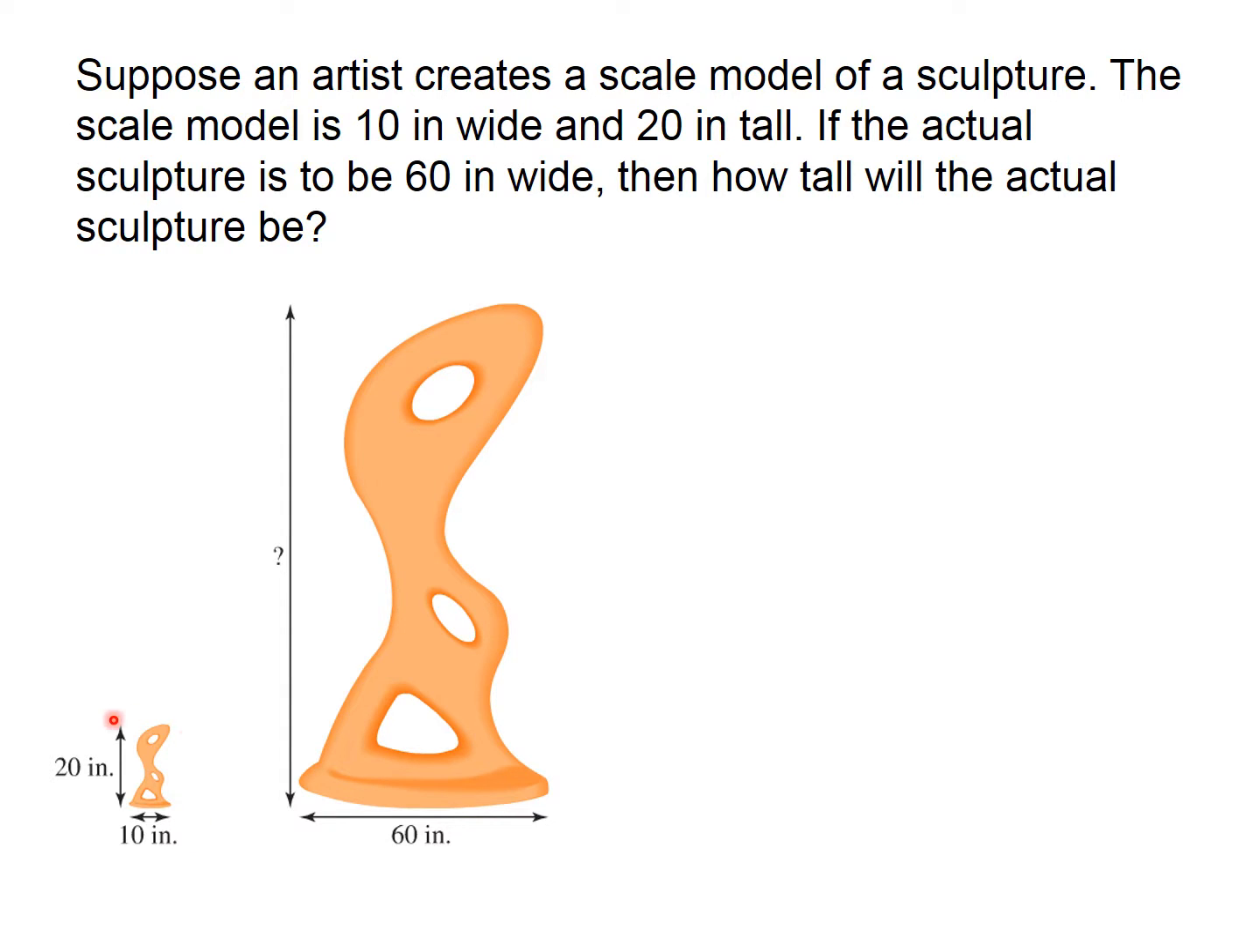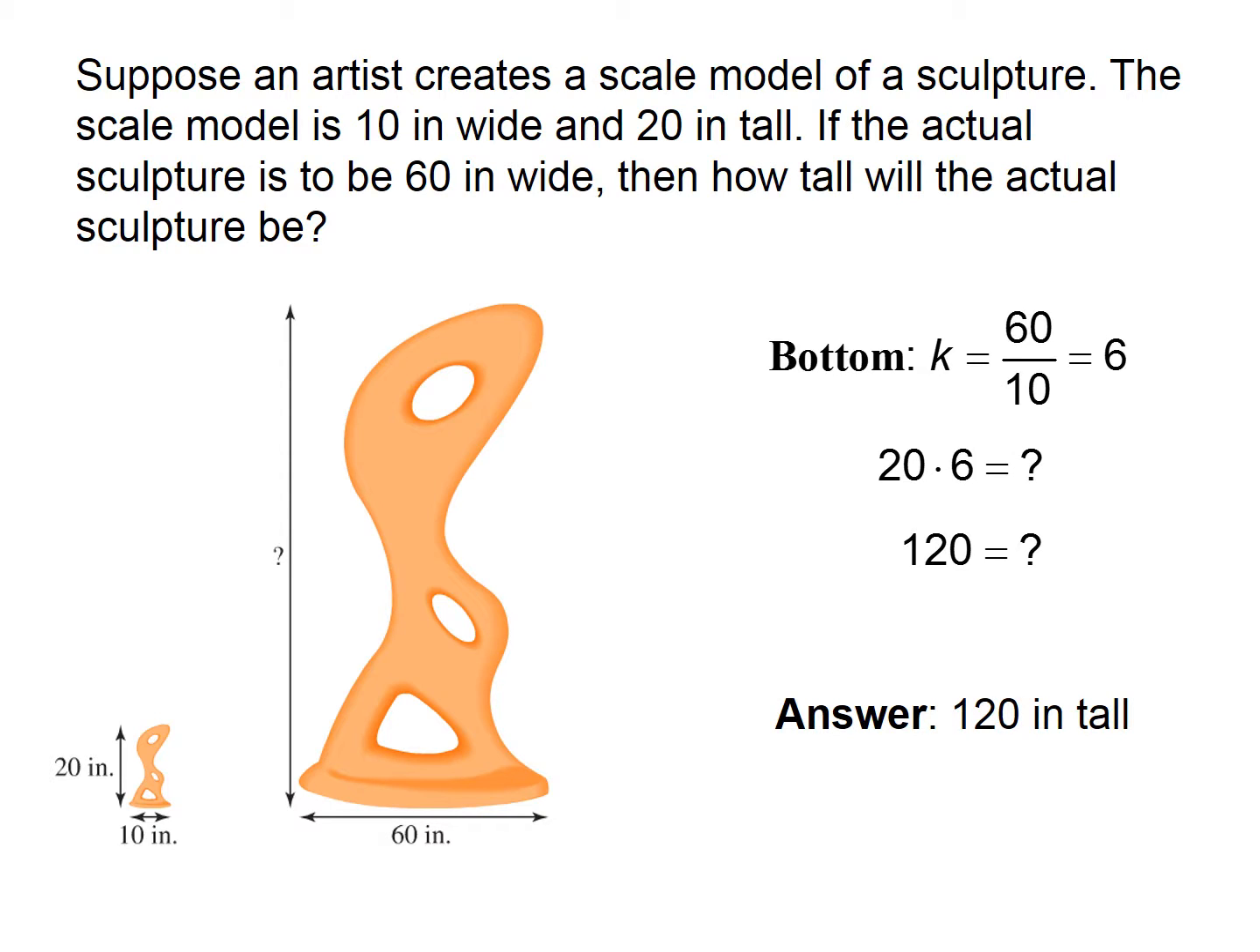In this problem here, we know the height and the width. Over here, we know the width, but we don't know the height. So the first thing that we need to do is find the scale factor k. And so we can look at the bottom. To go from 10 to 60, we multiply by 60 over 10, which is equal to 6. And so now to go from 20 to question mark, we need to multiply by that same number 6. 20 times 6 is 120. And so there's our answer. The full sculpture is going to be 120 inches tall.